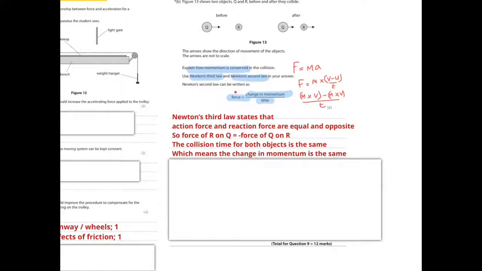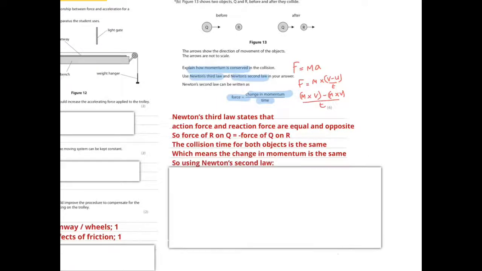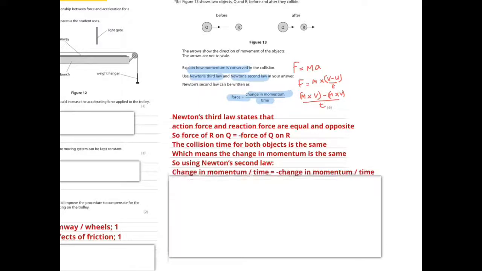So if they exert the same force, and the collision time, the time it takes, is the same, then the change in momentum must be the same. There's no way this can be different if this is going to be the same for both those figures. So we're talking about Newton's third law and linking it to Newton's second law equation over here. So using Newton's second law, change in momentum divided by time equals negative change in momentum divided by time.